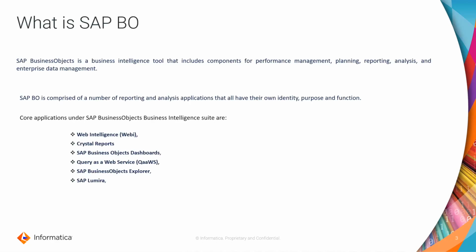The current slide explains the SAP BO overview. What is SAP BO? SAP Business Object is a business intelligence tool that includes components for performance management, planning, reporting, analysis, and enterprise data management. SAP BO is comprised of a number of reporting and analysis applications that all have their own identity, purpose, and function. These are the list of core applications under SAP Business Object.